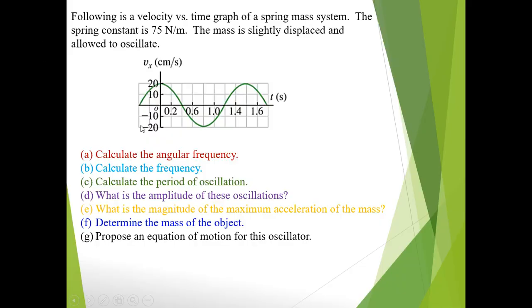Okay, so here we have an example of simple harmonics where the spring constant is given to us as 75 newtons per meter, and you're given a velocity versus time graph, and you're asked to find a bunch of different parts here. All right, so here we have Vx in centimeters per second, and this graph traces how an object oscillating back and forth along the x direction, indicated by the subscript Vx there. All right, so let's go ahead and show you how to do all this stuff.